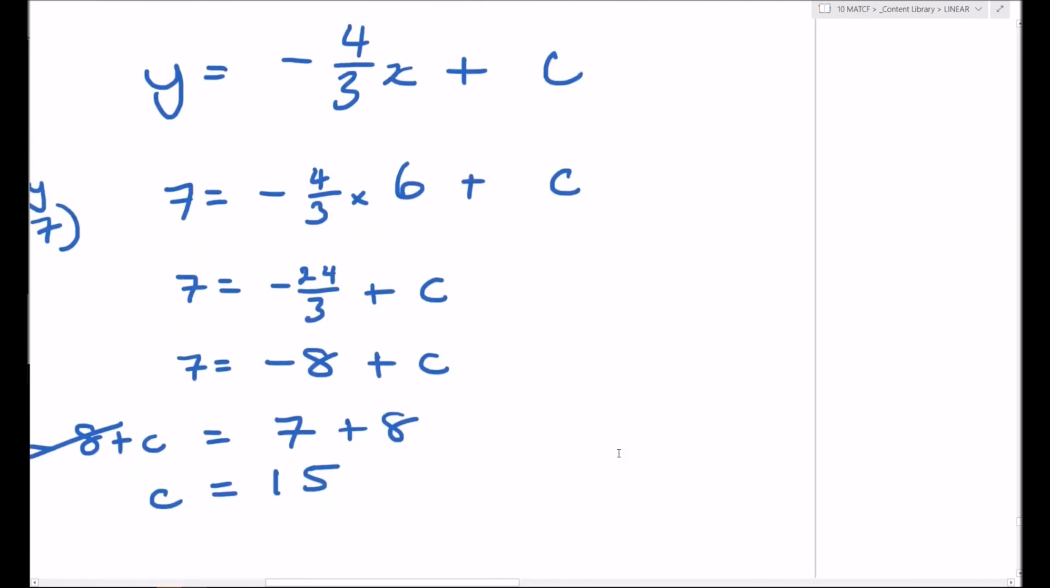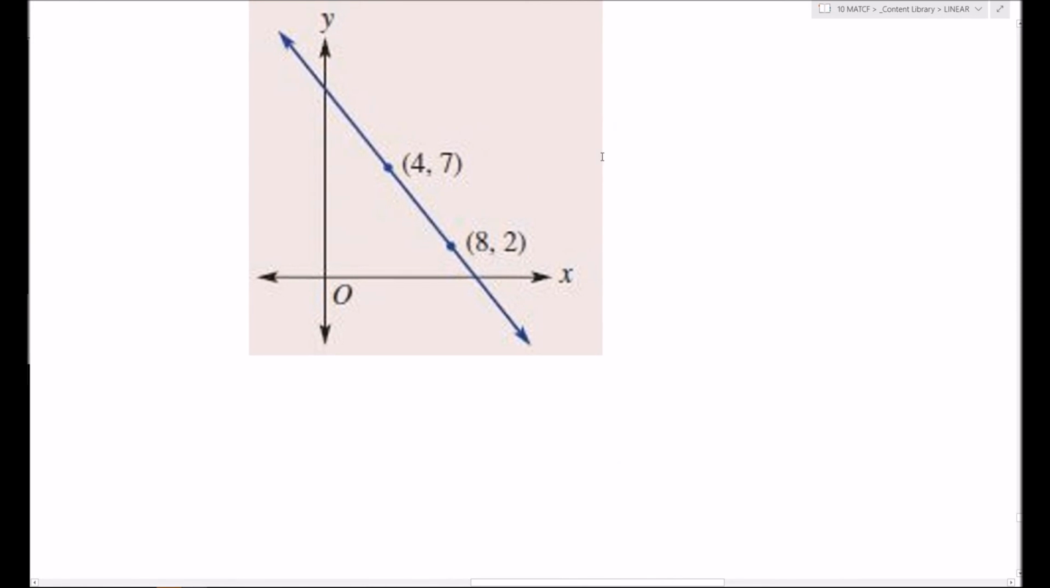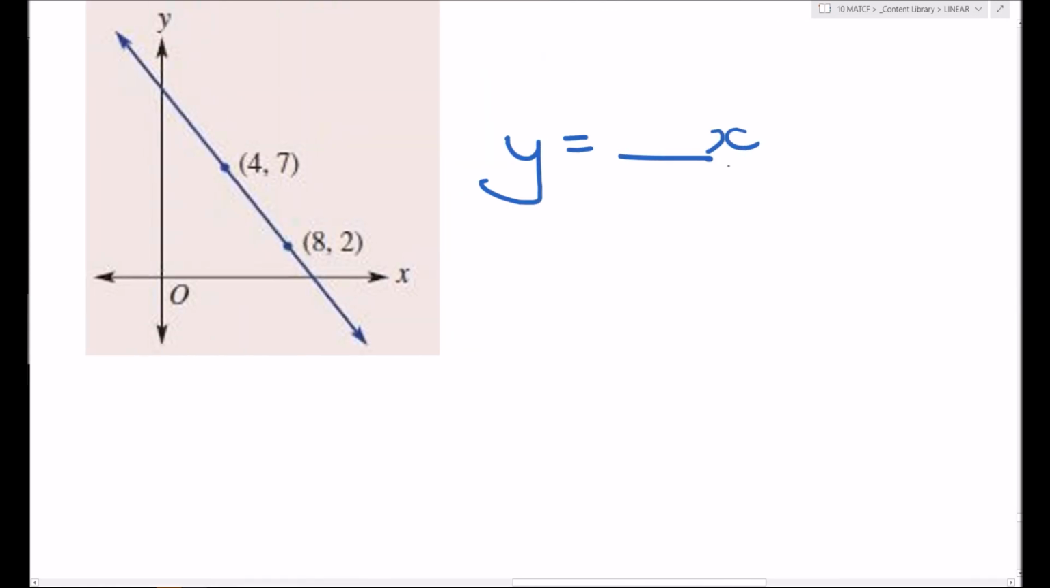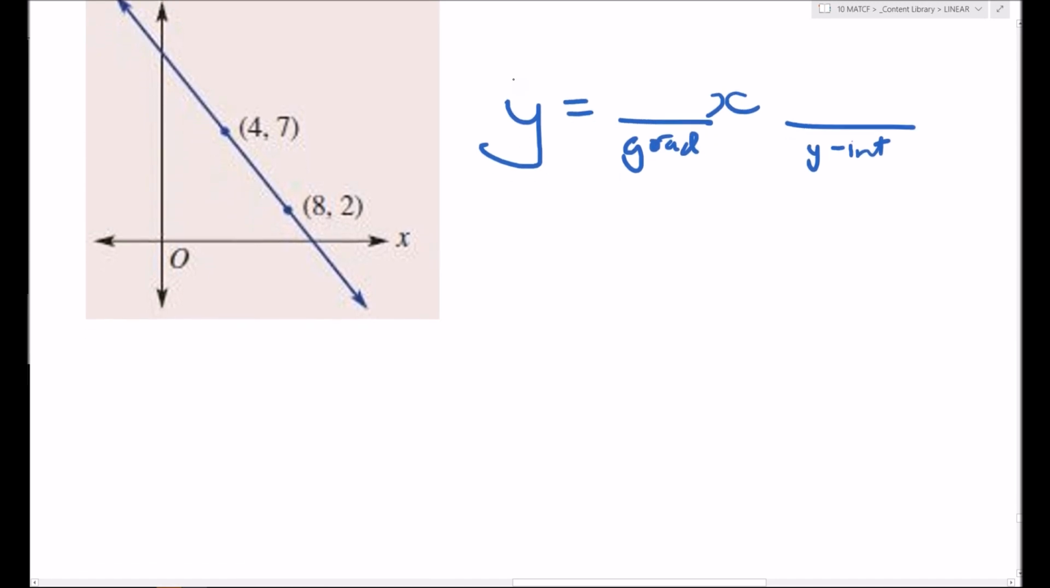Let's do one more, and then we'll do a worded question. So here we've got two coordinates again, and we need to find the formula. Remember, the formula is y equals something x, and then something, which is the y-intercept. I'll write it again for you guys. Remember, that's the gradient. You don't have to write this if you don't want to, but for the people that need it, I'll just leave it there.